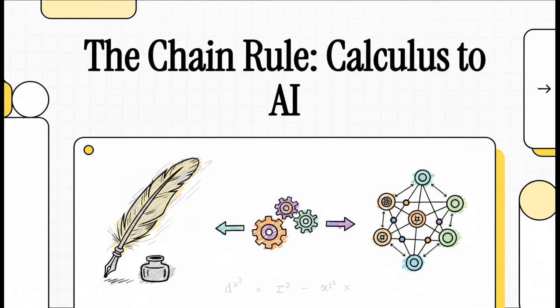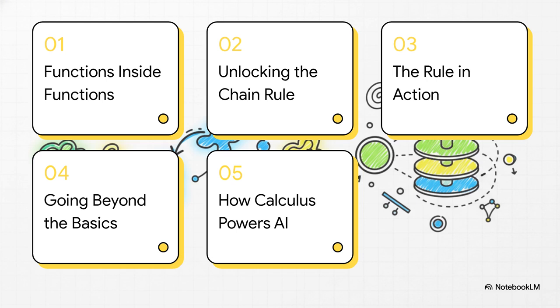Welcome to The Explainer. Today, we are pulling back the curtain on one single rule from calculus that, believe it or not, has become the engine behind modern artificial intelligence. It's called the chain rule, and we're about to find out how a concept from the 1600s is literally powering the tech of tomorrow.